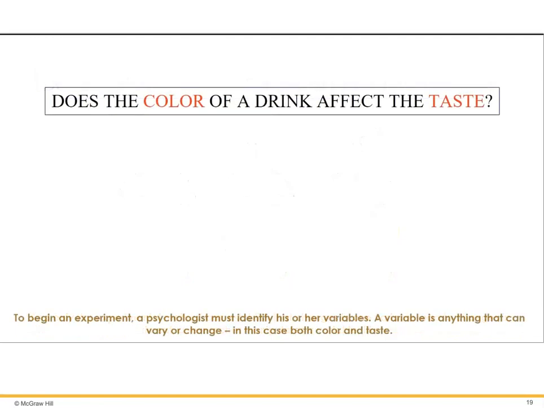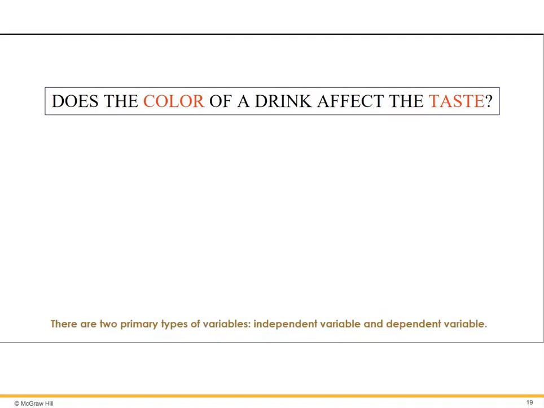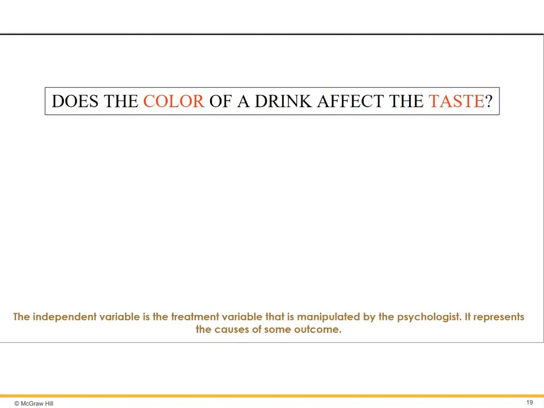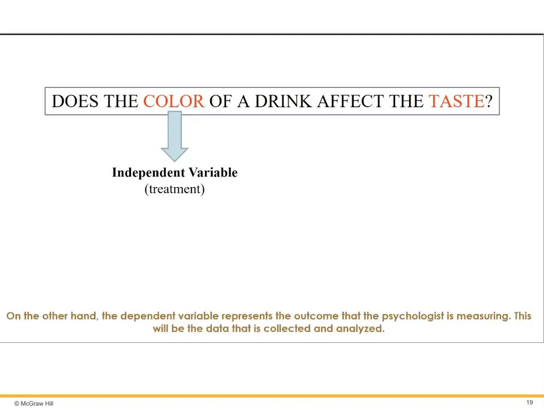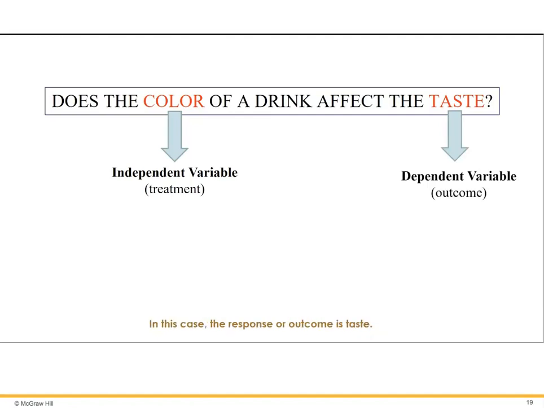To begin an experiment, a psychologist must identify his or her variables. A variable is anything that can vary or change, in this case both color and taste. There are 2 primary types of variables, independent variable and dependent variable. The independent variable is the treatment variable that is manipulated by the psychologist. It represents the causes of some outcome. In this case, the psychologist is only manipulating the color to see if it affects the taste. On the other hand, the dependent variable represents the outcome that the psychologist is measuring. This will be the data that is collected and analyzed. In this case, the response or outcome is taste.